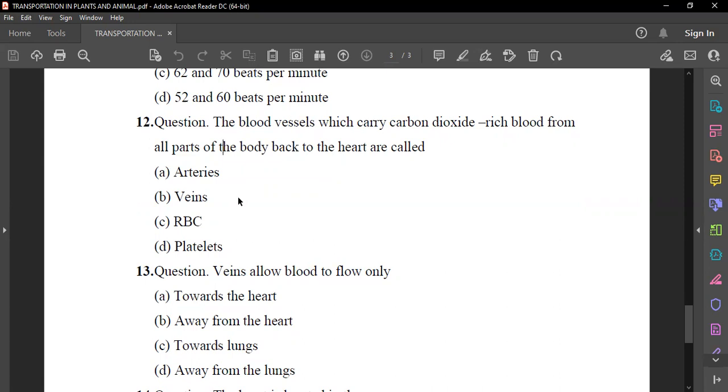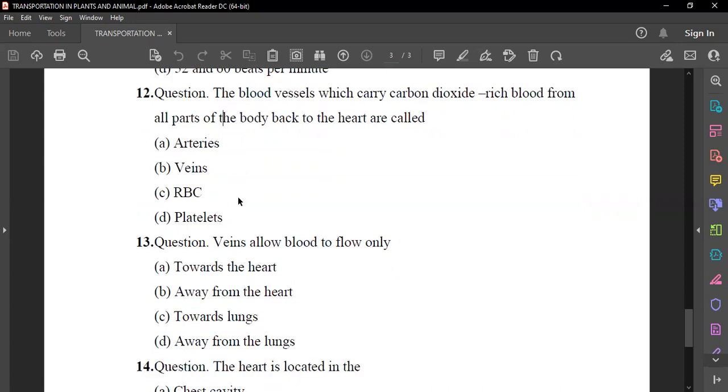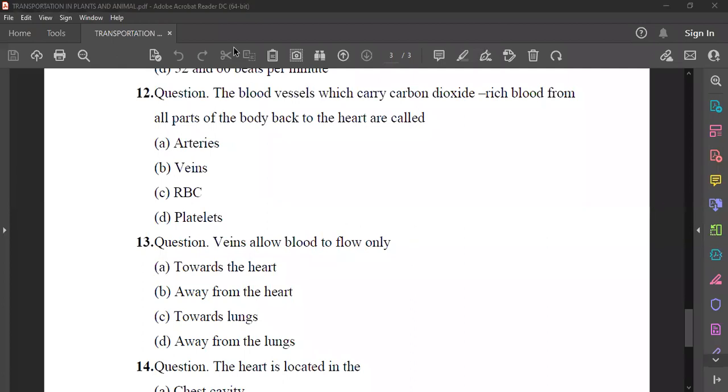The blood vessels which carry carbon dioxide rich blood from all the parts of the body to the heart is called... Yeah, Ritvik. Sir, artery. Sir, veins. Sorry. What is the answer? Veins.